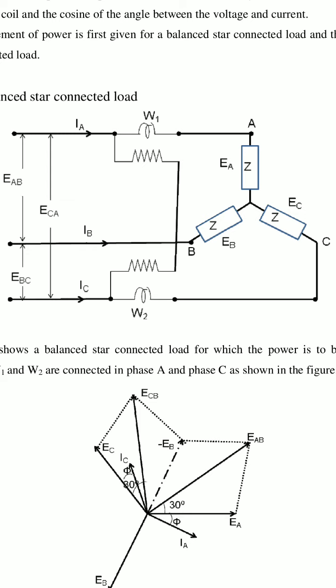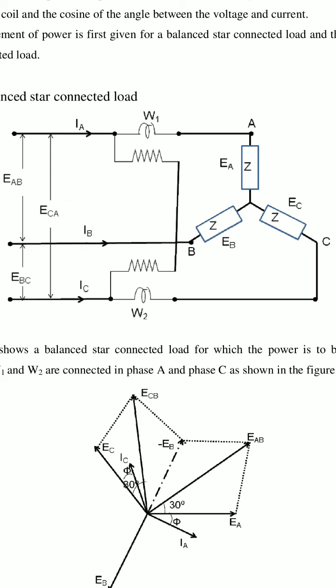Here these are the loads ZA, ZB and ZC. Here this is the load connected in star connection, and W1 and W2, these two are wattmeters. The current coil of wattmeter W1 is connected between two phases, phases A and B, and wattmeter W2 is connected between phases B and C. B is the common terminal, the common phase for these two wattmeters.